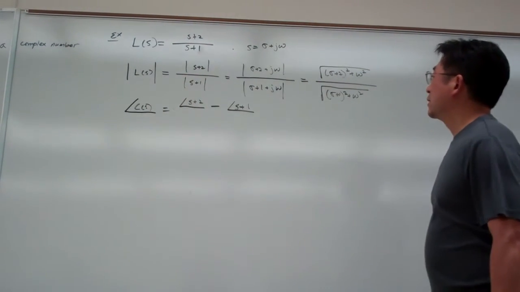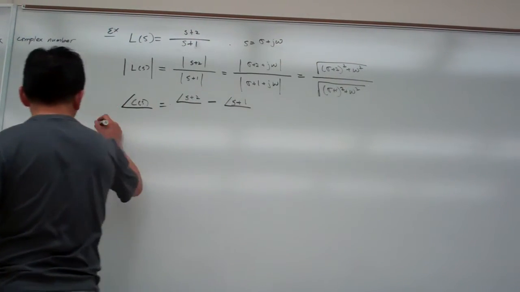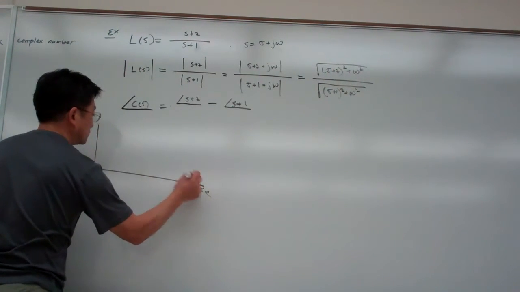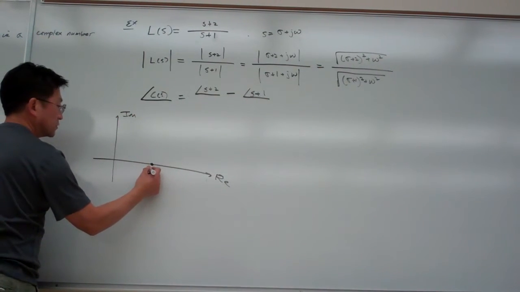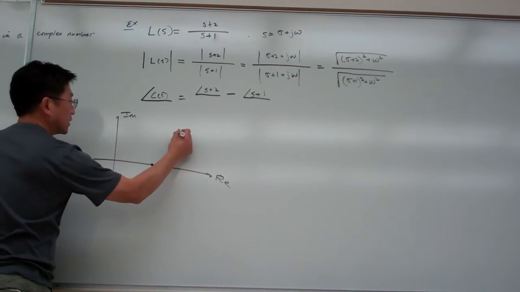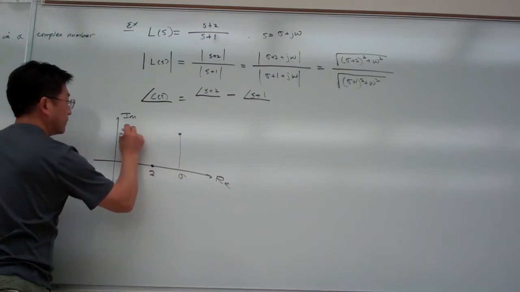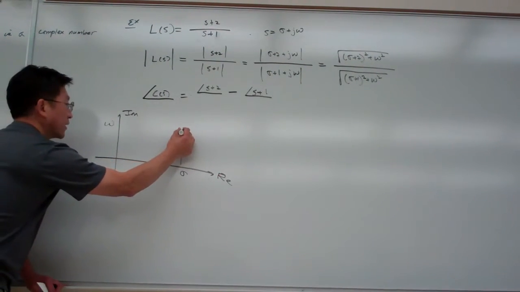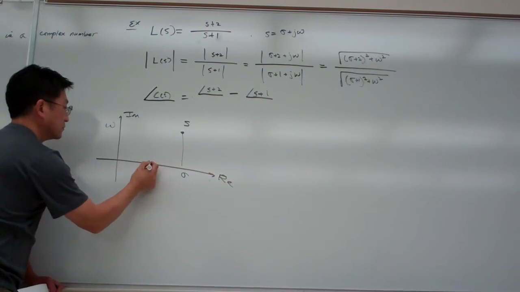And for the phase angle, that is the phase angle of s plus 2 minus the phase angle of s plus 1. So what is s plus 2? For example, here is minus 2, and here is sigma omega. So that is the point s plus 2.